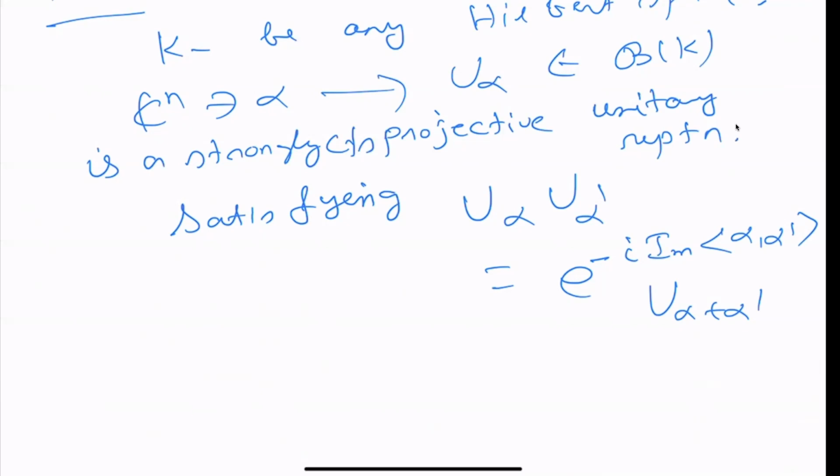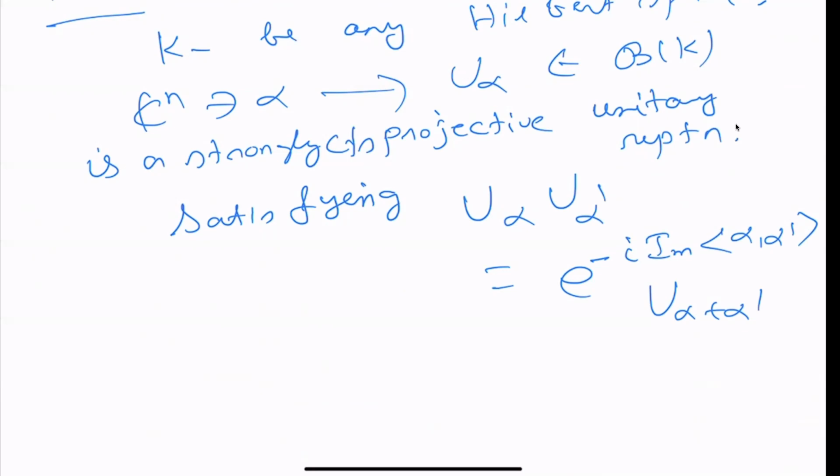Alpha is in Cn, so there is a topology in Cn. U alpha is in B of the Hilbert space, where there is a strong topology. Unitary representation means... No, this is the Weyl commutation relation, but this implies it's projective unitary. Projective means U alpha times U alpha prime equals some scalar times U alpha plus alpha prime. Representation means U alpha times U alpha prime equals U alpha plus alpha prime. Scalar times that is what is called a projective unitary representation.